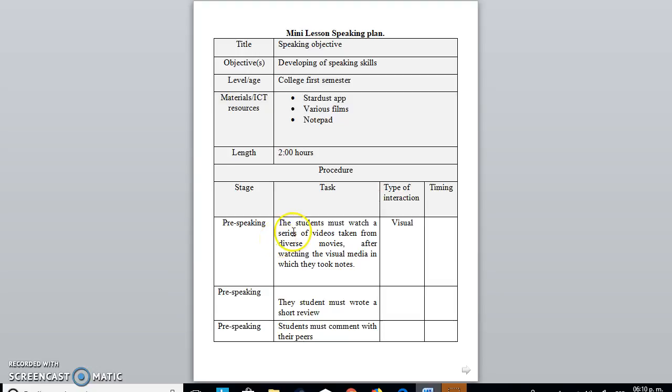The main idea is that the students should watch a series of videos of different movies, or watch a movie in general. After watching the visual media, they should take notes. After a while, the student must write a short review that he will later use. And after a while, the student must communicate with his peers about what he did.